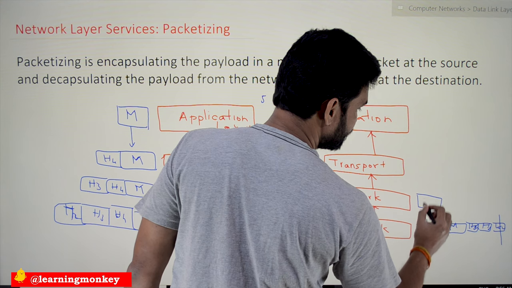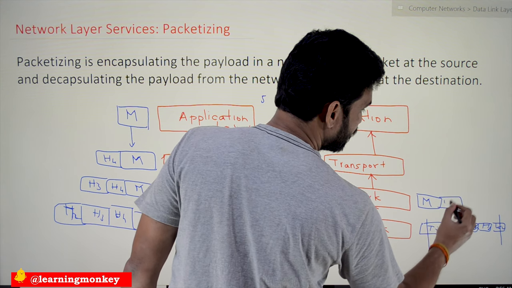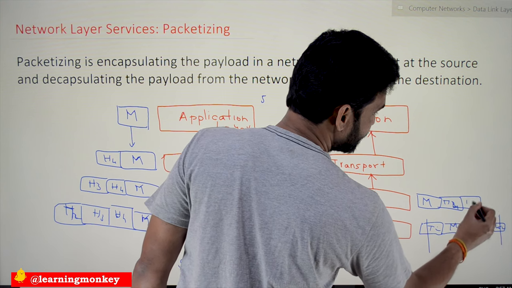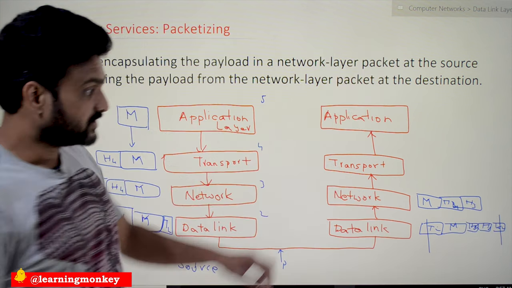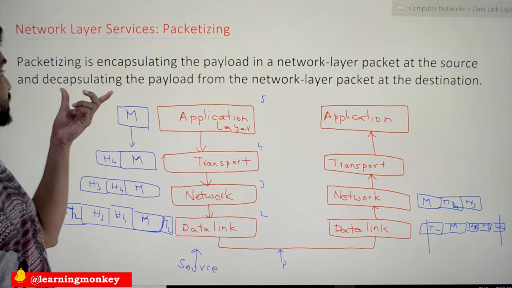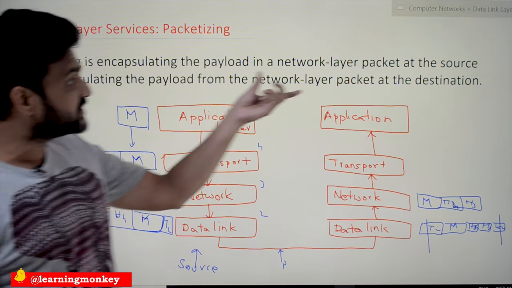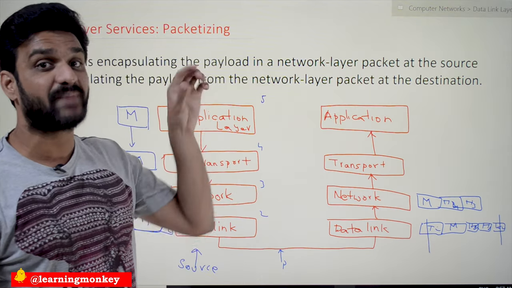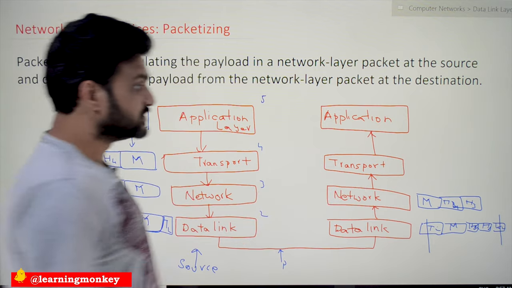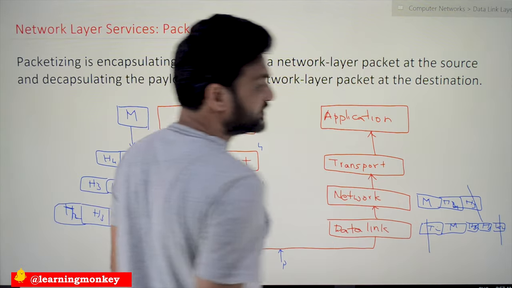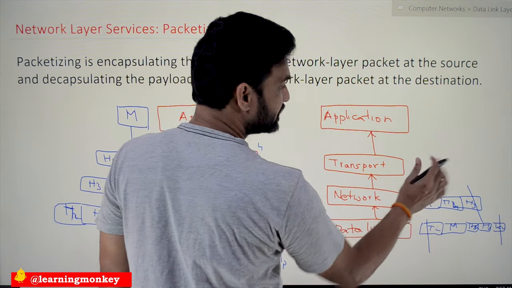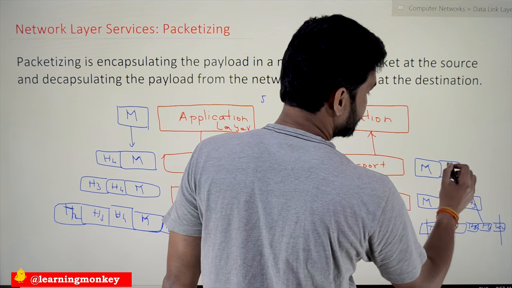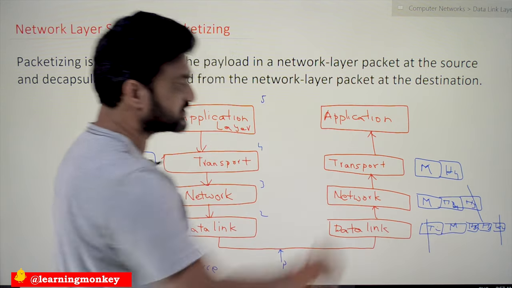What will the network layer receive? It is the message along with header 3, along with header 4, and along with header 3. Now the next part of the definition, decapsulating the payload from the network layer packet at the destination. This entire process is what we call packetizing. Now we have to decapsulate the header of the network layer, and this part will be transmitted to its upper layer, which is the transport layer. The concepts of the transport layer we will discuss in the next section.